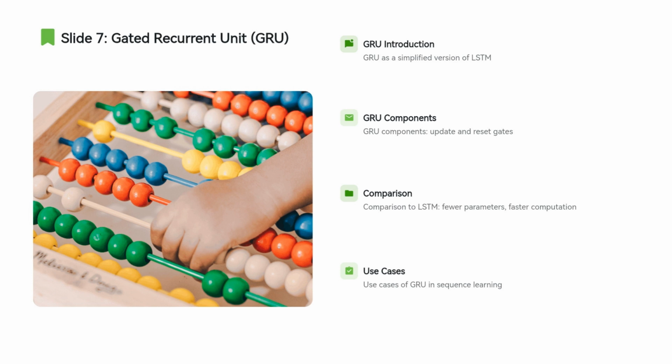Because GRUs have fewer gates and parameters than LSTMs, they are computationally more efficient and often faster to train. While LSTMs tend to perform better on more complex tasks, GRUs have been shown to work equally well in many cases, and they are preferred in scenarios where computational efficiency is important. GRUs are often used for speech recognition, text generation, and other sequence-based tasks where capturing dependencies over time is crucial.